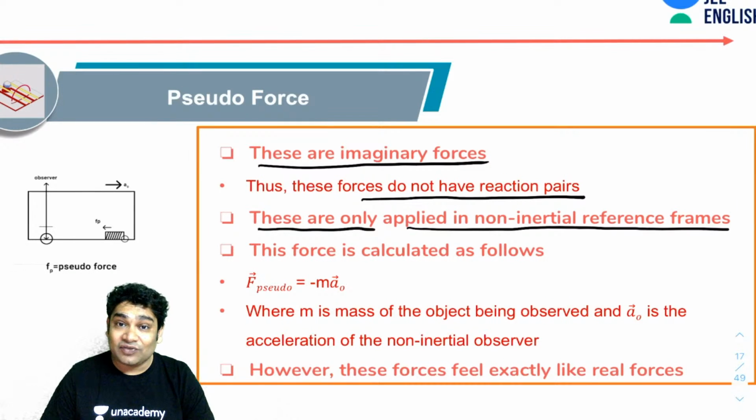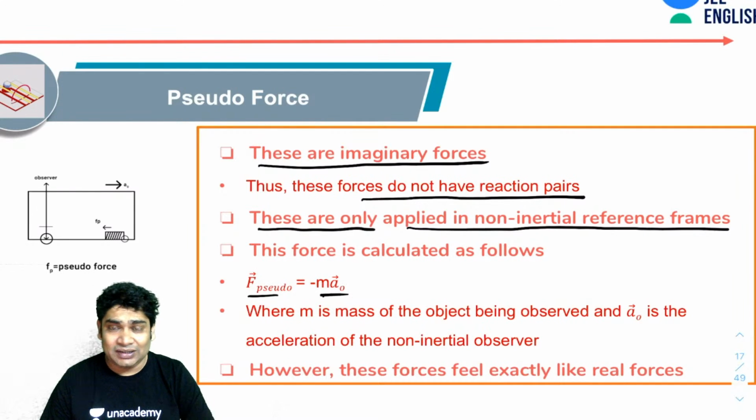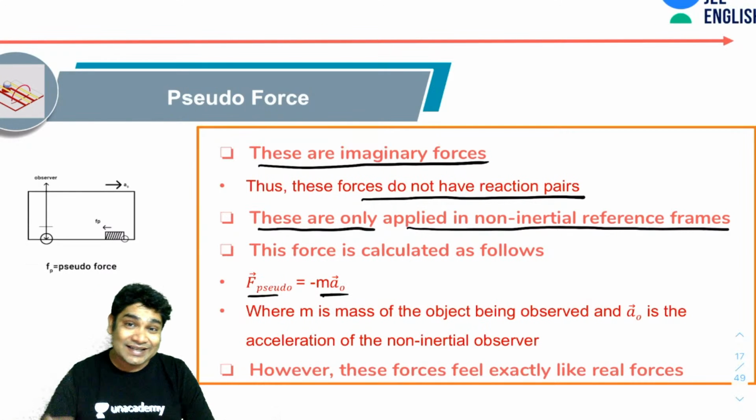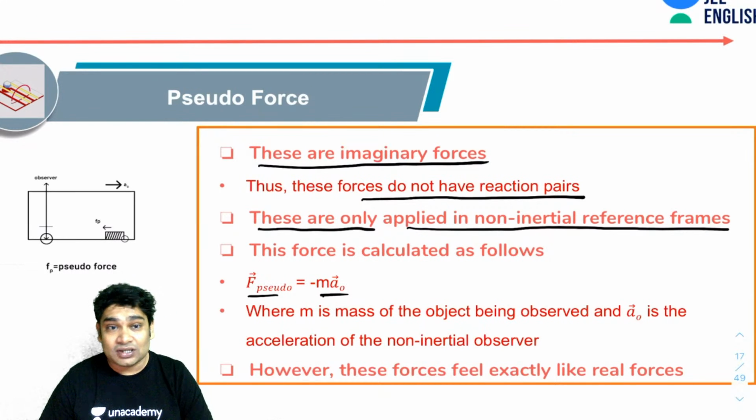Okay. This force is calculated as follows. This F pseudo is minus times m a observer. Okay, I hope you remember. This is a quick revision, so I'm just quickly telling you. If you add this imaginary force to all your real forces, then your F equals ma equations seem to be working again.